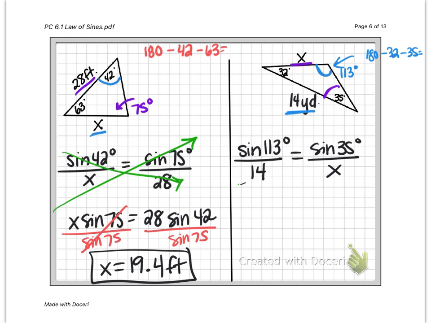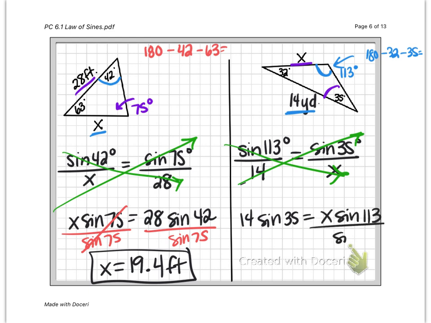Cross multiply. 14 sine 35 equals x sine 113. Divide by sine 113. And we get that x equals approximately 8.72, and this is in yards.